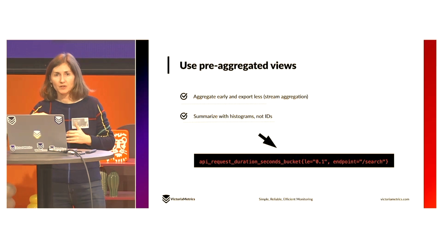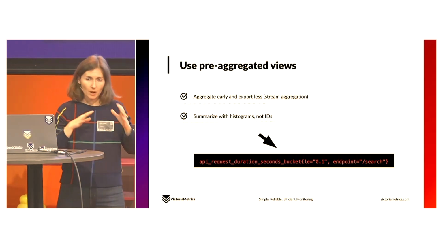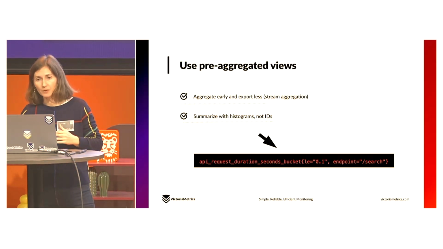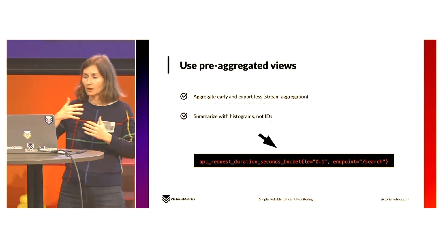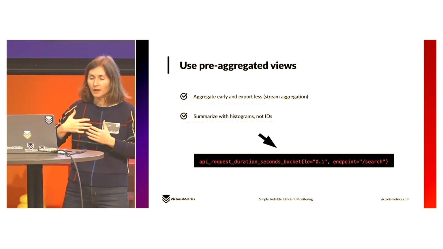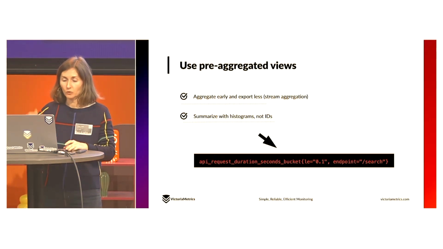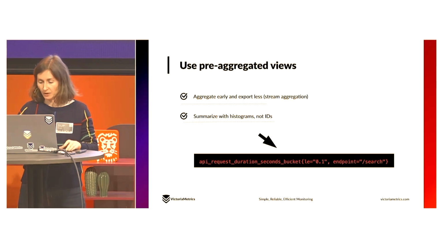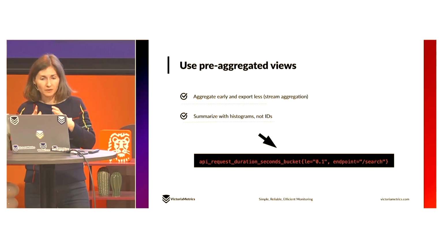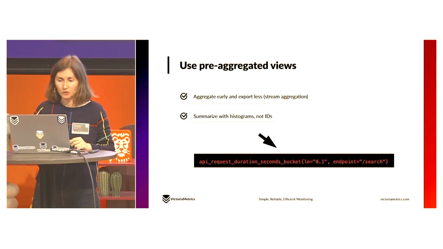In VictoriaMetrics there is a concept called stream aggregation. It is somewhat similar to recording rules in Prometheus, but the aggregation happens before ingestion, so you don't need to ingest as much data afterwards. And so you can summarize with histograms and not IDs. That basically will make your queries a lot more efficient.